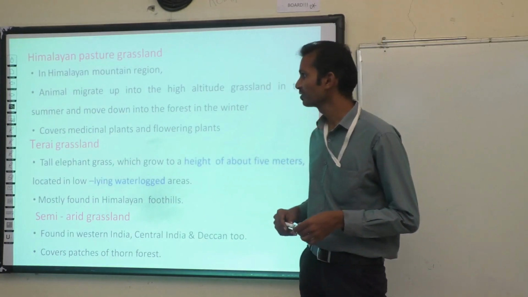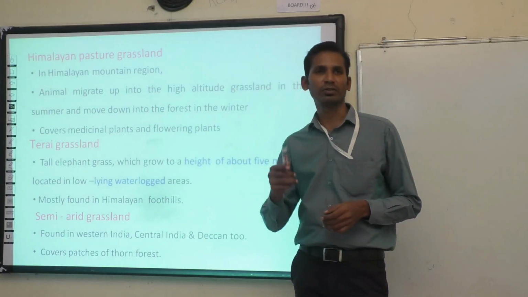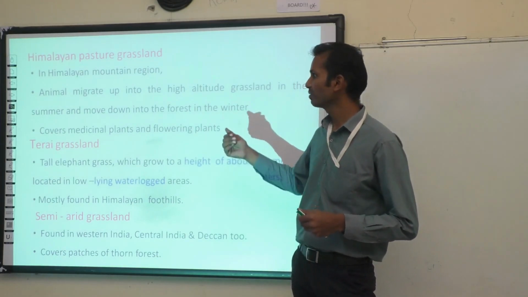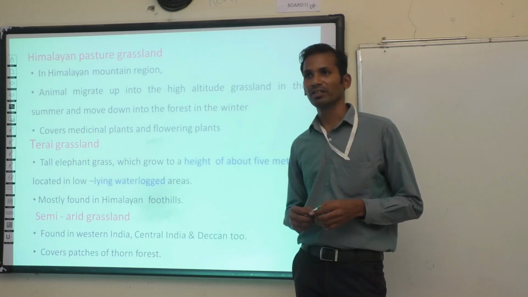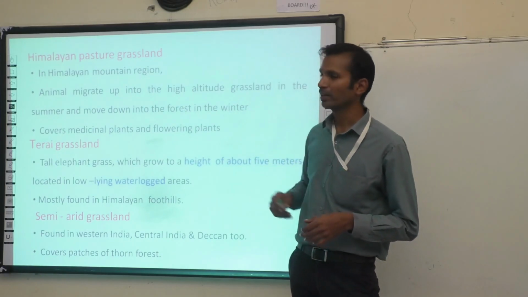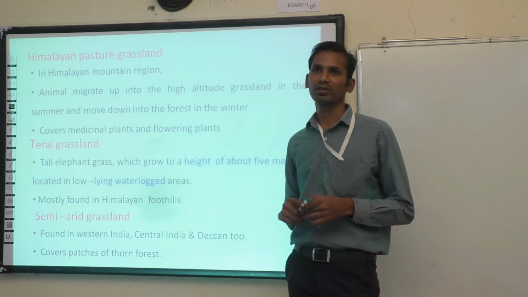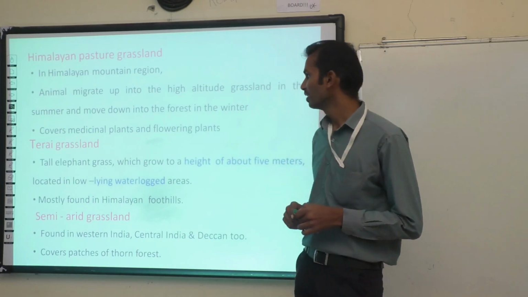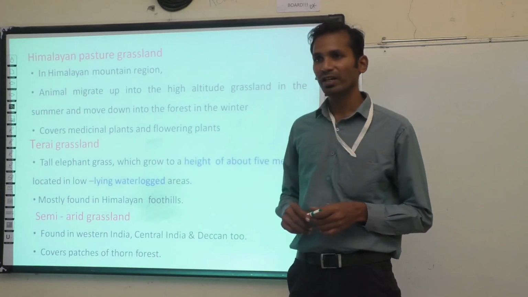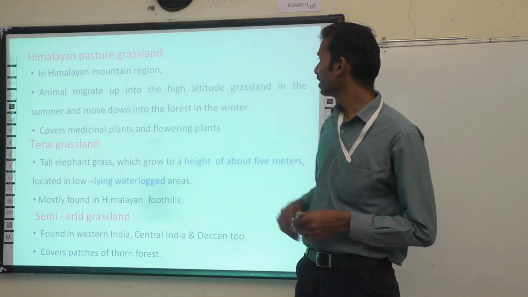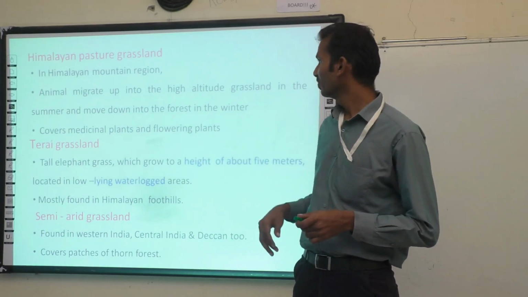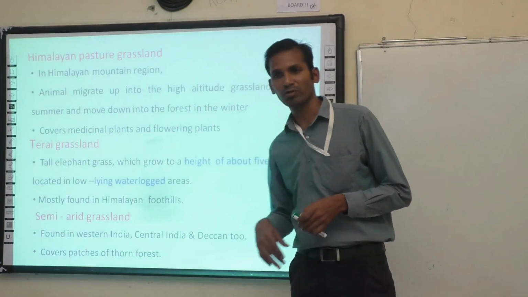altitude, as well as rainfall, where the snow will be very high. During the summer season, these grasses will grow on the top of the Himalayan region. These Himalayan pastures are found at 3,000 to 4,000 meters high. In this area, the animals will migrate to the high altitude in the summer, whereas in the winter they will come down to the forest.